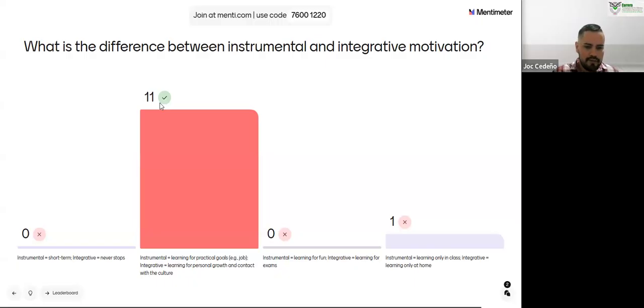On the other hand, we have integrative. Integrative motivation refers to the motivation that comes for personal growth because I want to improve. That refers to, for example, when I want to travel to a different country for pleasure, or when I need to learn English because I love languages. That's another example. So we have two types of motivation, instrumental and integrative motivation.